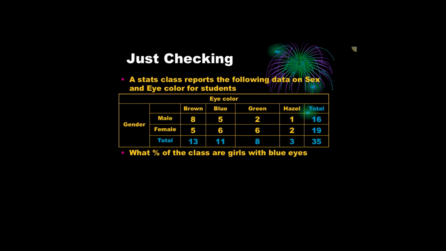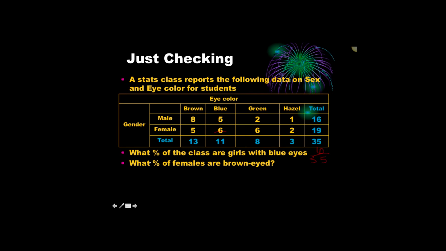So I want to know what percent of the class are girls with blue eyes. Okay, so I'm going to grab a pen real quick. So we're looking at the class, so that's going to be out of everybody. So it's going to be out of 35. But then we're looking at girls with blue eyes. So we go to female blue, and there are 6. So 6 with blue eyes.